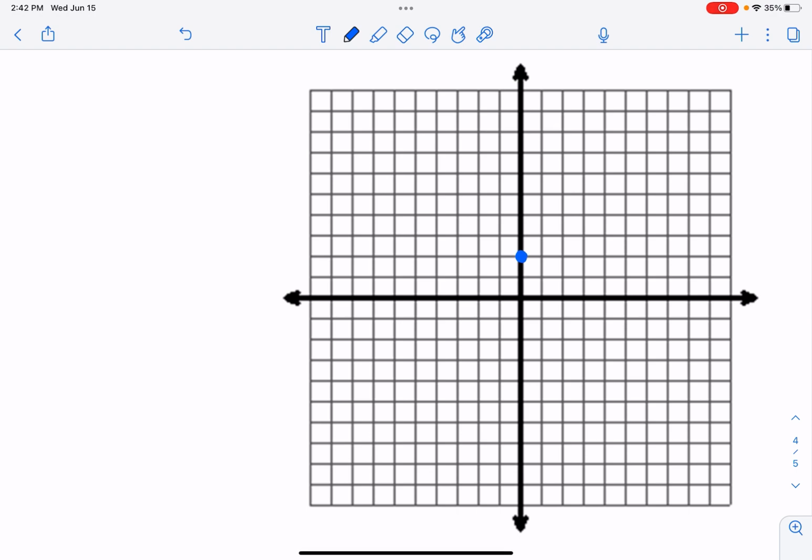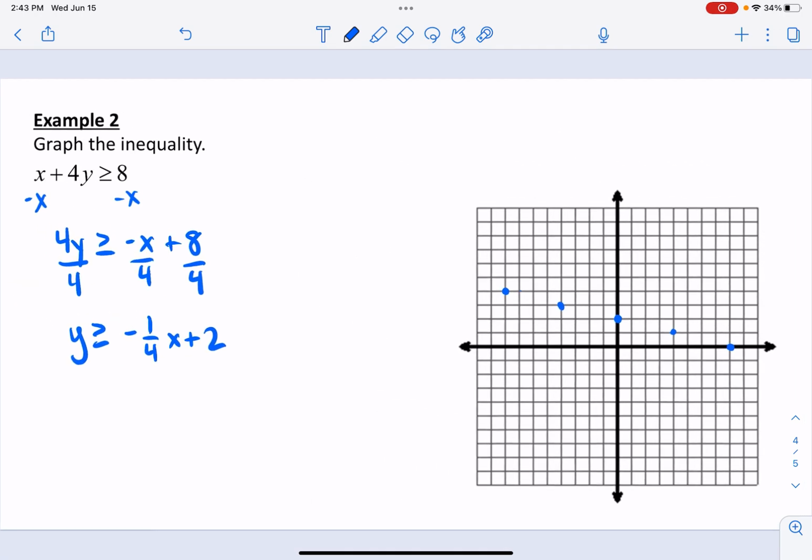So I'd go down 1, right 2. Down 1, not 2, 4. Down 1, right 4: 1, 2, 3, 4. Up 1, 1, 2, 3, 4. Okay, so now I'm going to unzoom. Okay, so it's equal to, so I could just draw in my line using a straight edge. I do not have a straight edge on my iPad.